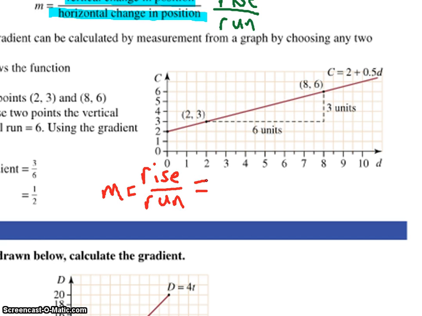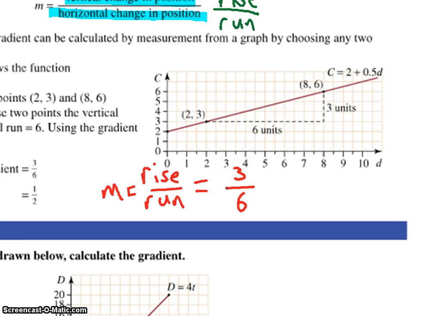What's our rise? How much has it gone up between that point and that point? 3 units. Does everyone agree with that? It's gone up from 3 to 6, so it's gone up 3. I'm going to assume that all those lack of nods is a yes. Over 6. What is our run? How far has it gone horizontally? It's gone from 2 to 8, which is how many units? 6 units. So rise over run, 3 over 6.